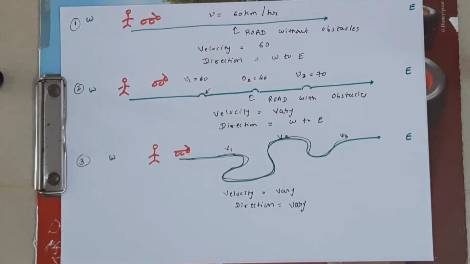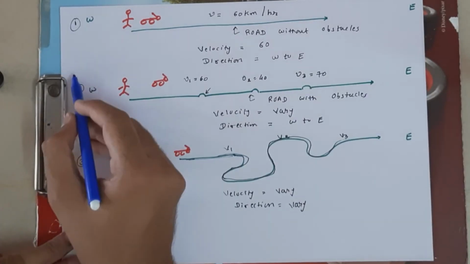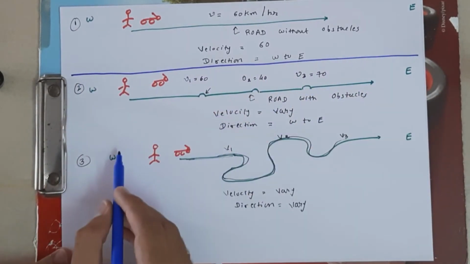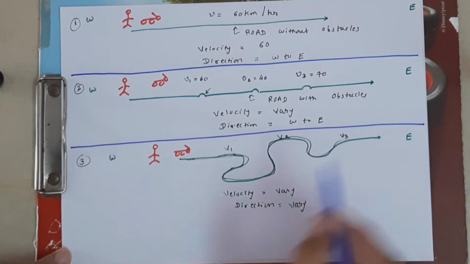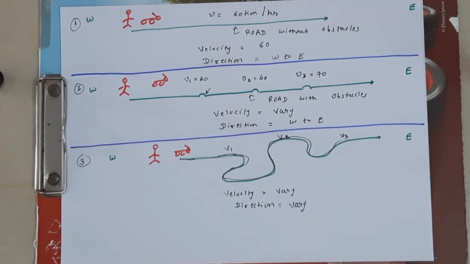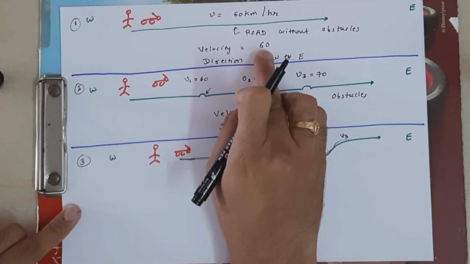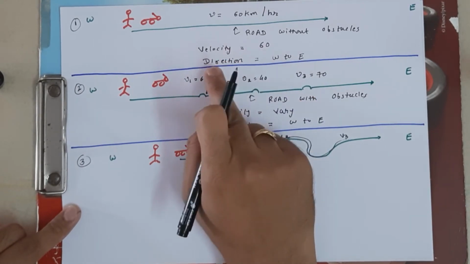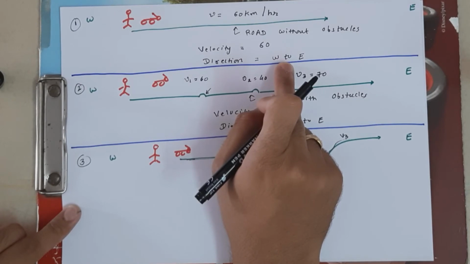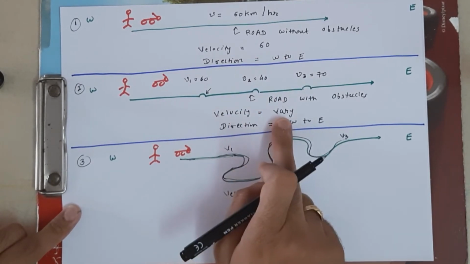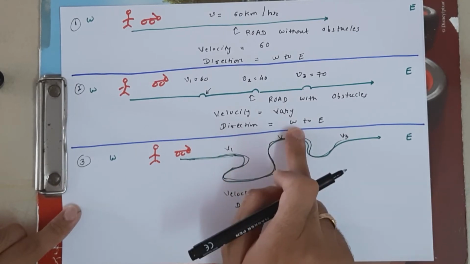So here we have discussed a total of 3 cases. Now I have to differentiate them: first case, and this one is my second and third case. This is nothing but divergence and curl. How? See here, if velocity is constant, we can say that there is no divergence. If direction is constant, there is no curl. Here velocity varies, so divergence is present. Direction is fixed, direction is constant, so curl is not present.